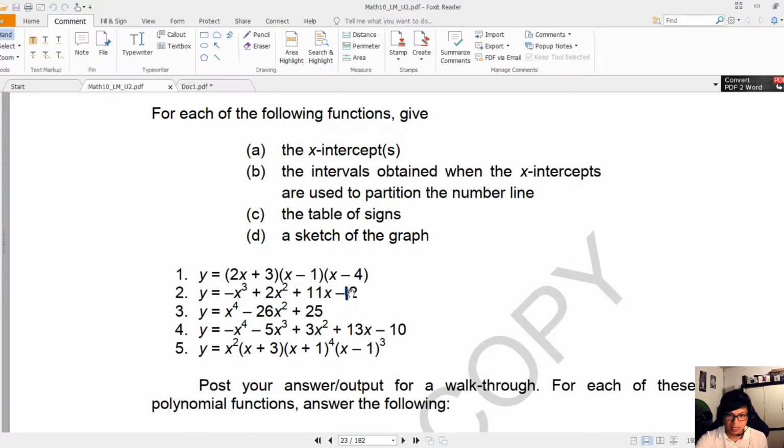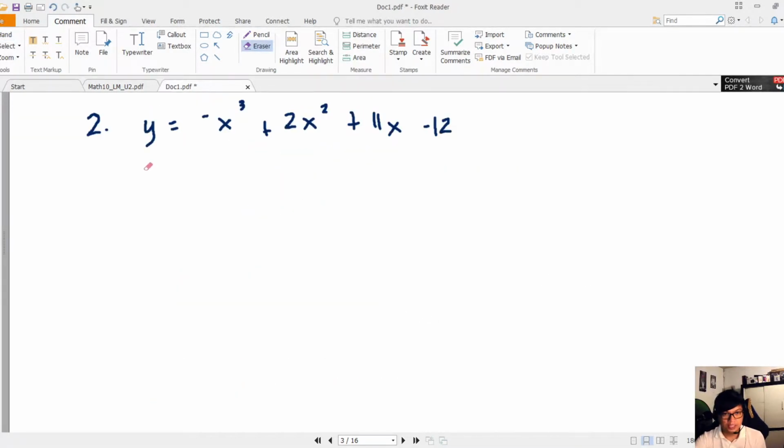2 lang yung original dito. Nilagyan ko siya ng 1 because mali yung given sa libro. So dapat negative 12 ito siya dito. Kasi pag 2 lang ito siya, wala siyang real roots. Wala tayong mahanap na real roots. So let's proceed. As you can see, the given is not in factored form.